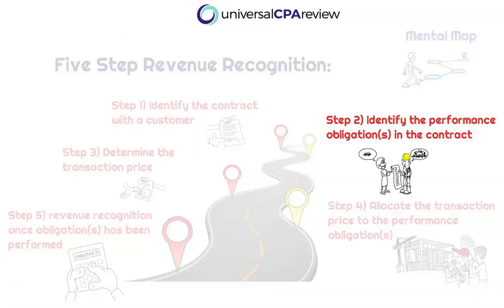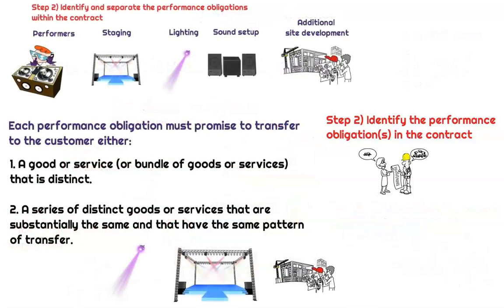Okay, so thinking back on step two, which requires that we identify and separate the performance obligations within the contract. So thinking back on Get Stupid's performance obligation, ultimately what they're getting paid to do is put on this music festival. What's important to note is that this is a project that requires multiple performance obligations within the contract, right? So they're going to get the performers, they're going to put up the staging, the lighting, okay, and they're also going to do that sound setup and develop the site.